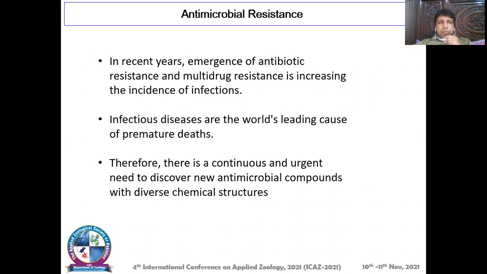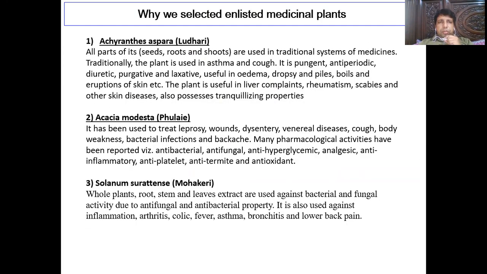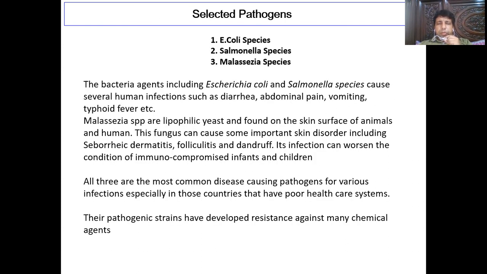If we talk about medicinal plants, I selected Acanthus aspera, which is commonly called Ludhri, Acacia modesta, which is commonly called Pulai in the local language, and Solanum surattense, Mohagri. These plants I selected because I have observed during my practice that they are used for treatment of different infections. I selected E. coli, Salmonella, and Malassezia species.